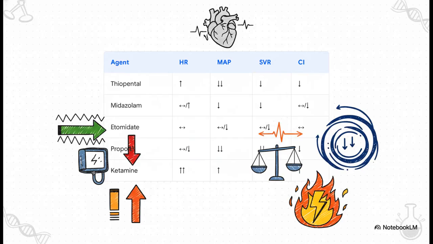This table provides a fantastic at-a-glance comparison, and the differences are really striking, aren't they? Just look at the third row for etomidate. You see almost straight arrows across the board, indicating its remarkable hemodynamic stability. Now contrast that with propofol just below it, where you see these big double-down arrows for mean arterial pressure and systemic vascular resistance, indicating profound vasodilation. And then at the very bottom, you have ketamine, which is in a class of its own. It has a completely opposite sympathomimetic profile, with everything going up.